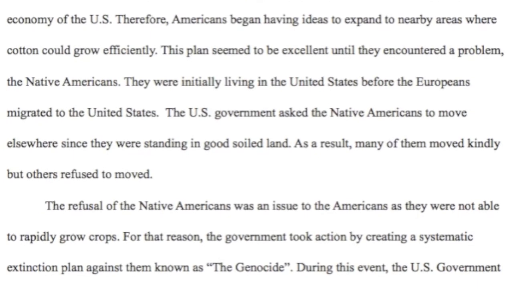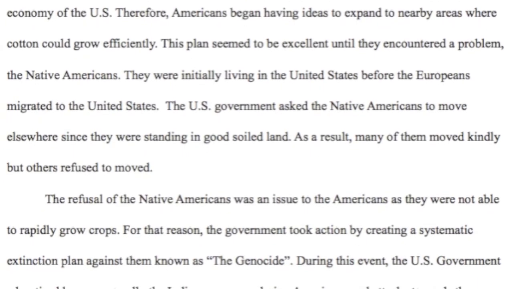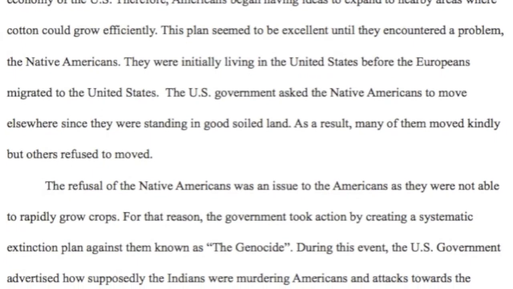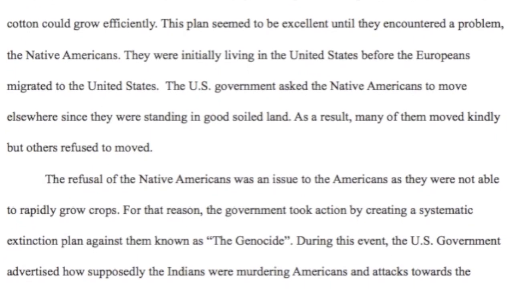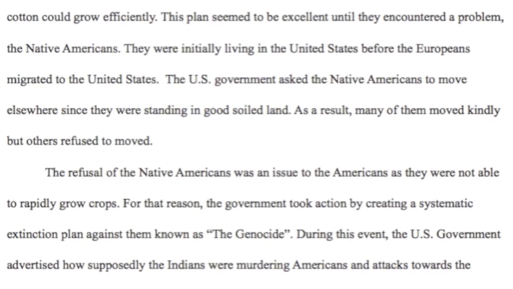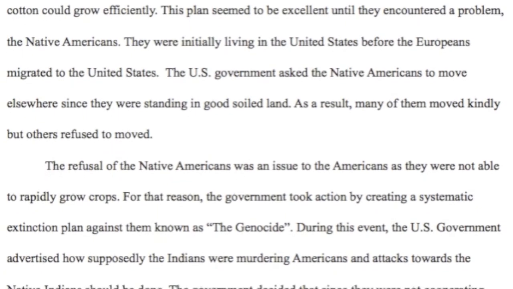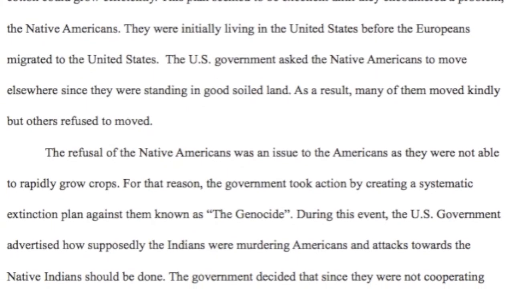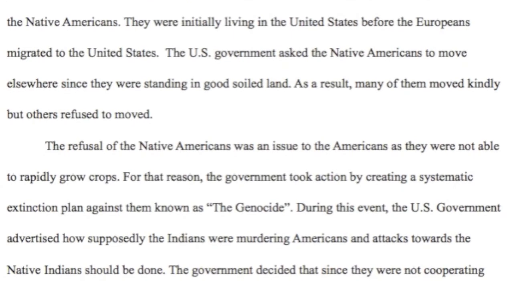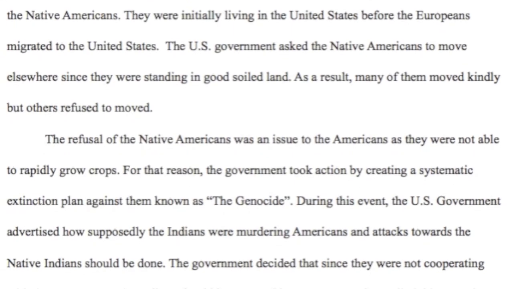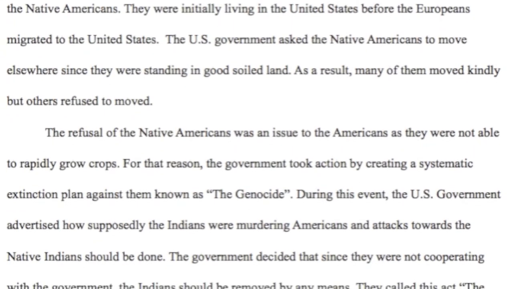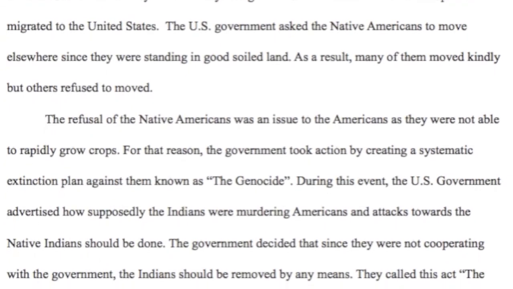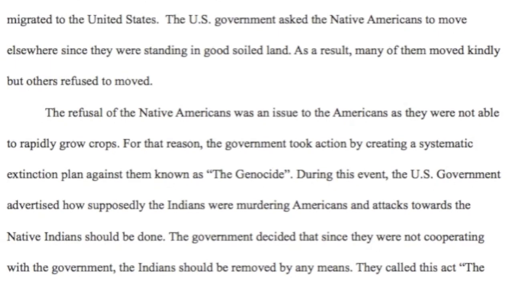They were initially living there in the United States before the Europeans migrated to the United States. The US government asked the Native Americans to move elsewhere since they were standing on good soil. As a result, many of them moved kindly, but others refused to move. The refusal of the Native Americans was an issue to the Americans as they were not able to rapidly grow crops. For that reason, the government took action by creating a systematic extinction plan against them, known as the genocide.